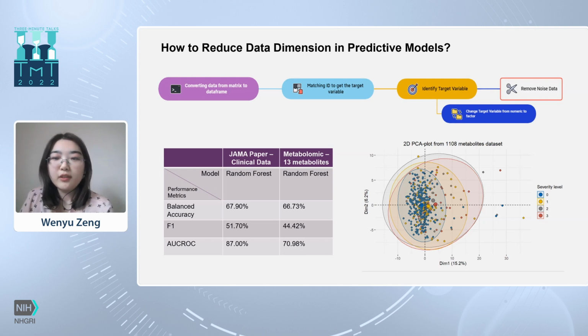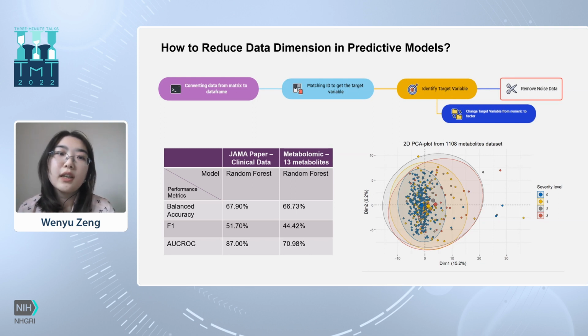The data set I'm using today is the 1108 metabolite data for COVID-19 patients, and these 1108 metabolites are pre-COVID data. So if we have the predictive models, we are able to know the patient severity level even before they got COVID-19. And this will be really helpful for hospitals to reduce and prevent patients from having more severe symptoms of COVID-19. And then by reducing the data dimension, we are able to know which features are more important in this data set.